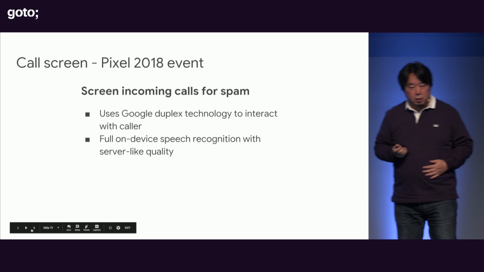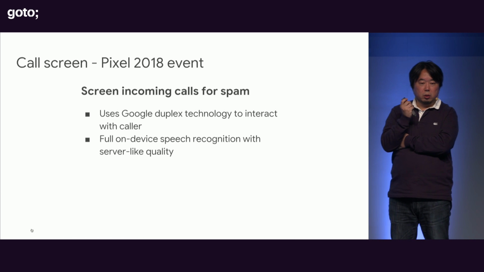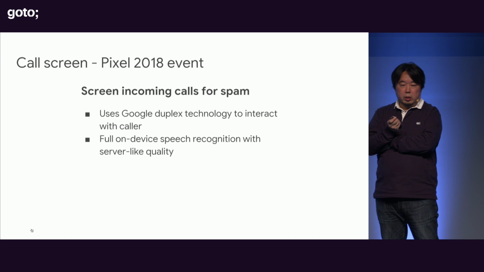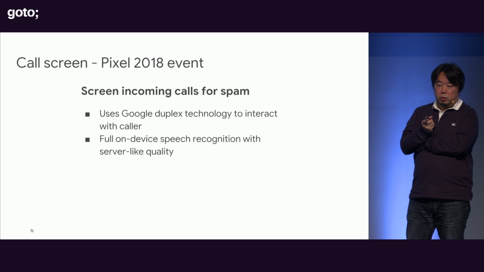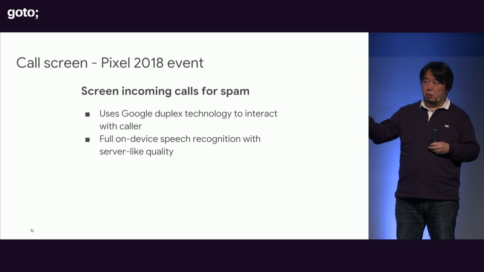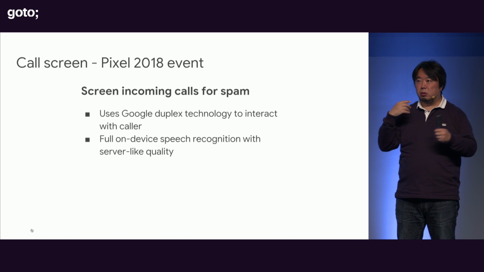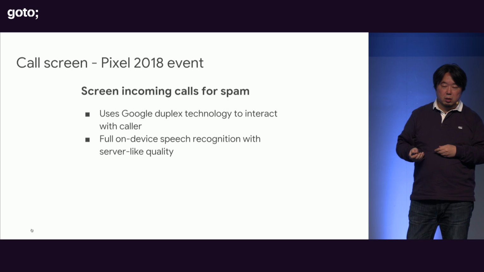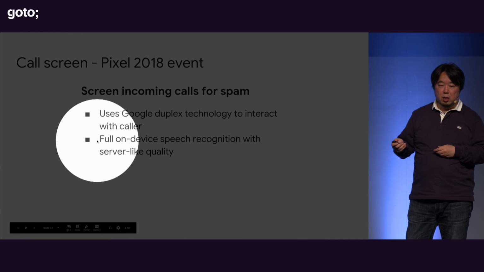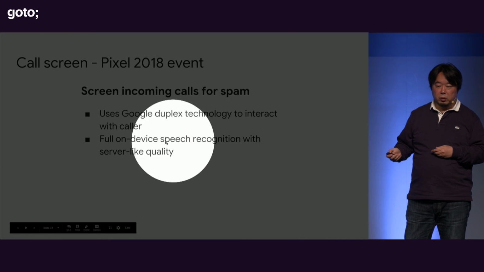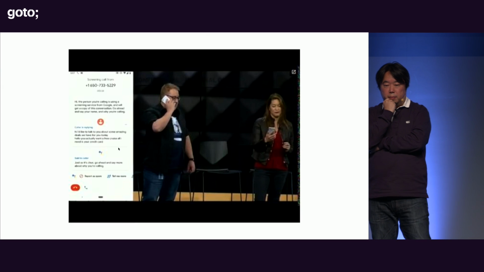Another interesting application is called Call Screen. This is for screening incoming calls. Some spammers or maybe marketers will be calling your smartphone, and you don't want to take that call. So we are trying to use Google Duplex technologies to interact with those spam callers. Let's take a look.